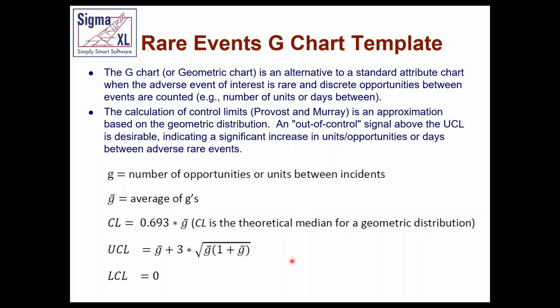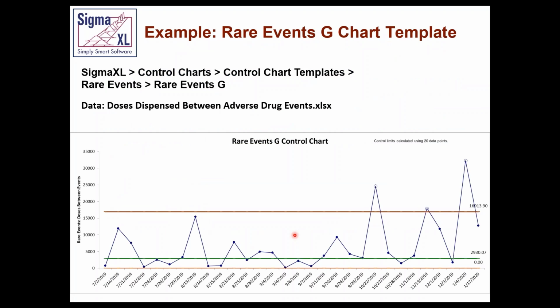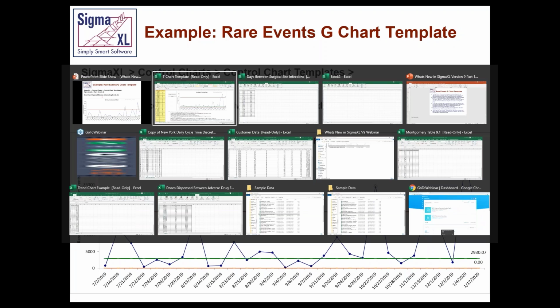I'm not going to go into the formula details, but basically it models a geometric distribution. And now it is an approximation. I'm going to show you a better chart in a moment called the probability-based G chart, but this is a popular chart because it's quite simple. And we will use doses dispensed between adverse drug events for the example on the G chart.